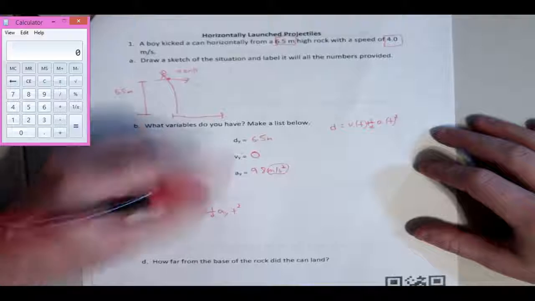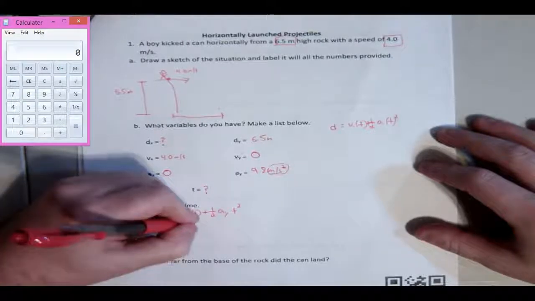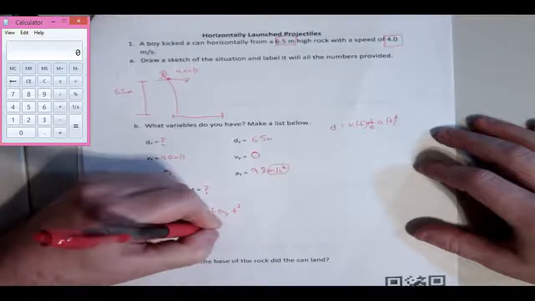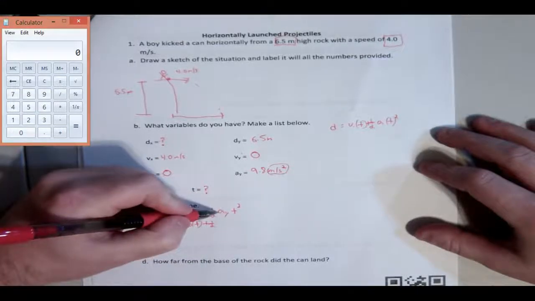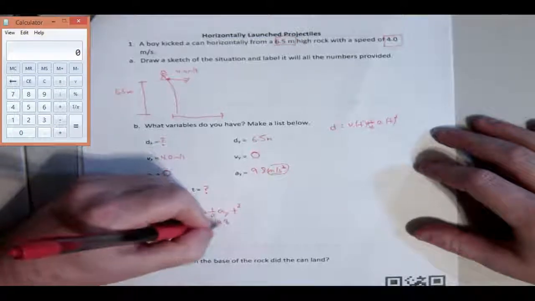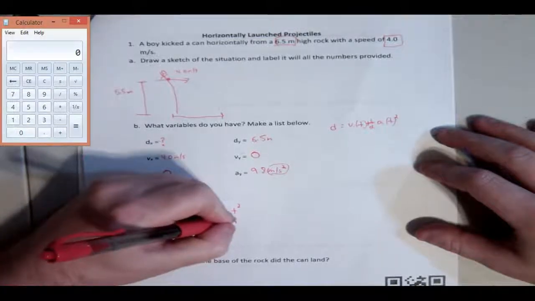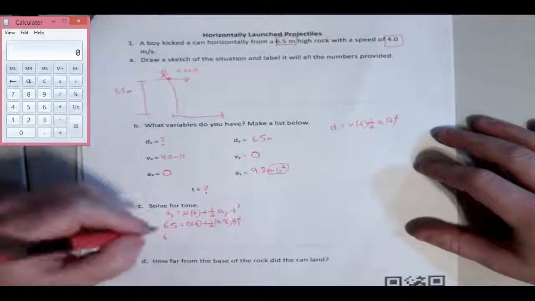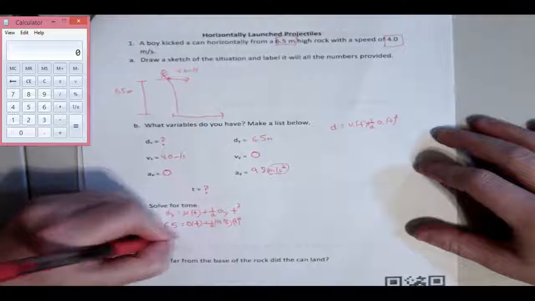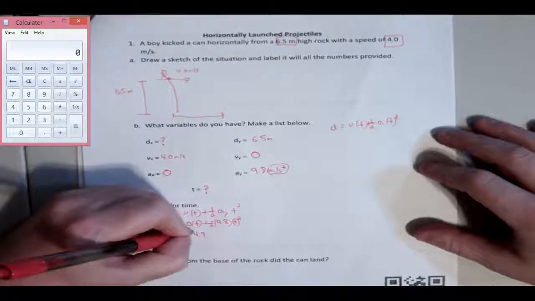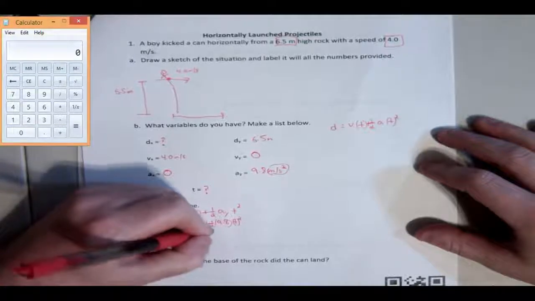It's 0, right? So for this one, I'm going to plug it in. 0 times time, which we're finding, plus 1/2. What's the acceleration of y? Well, let's come back up here. 9.8 times time, we're finding, squared. Okay, let's rewrite and clean it up. 6.5 equals 1/2 times 4.9 times time squared.